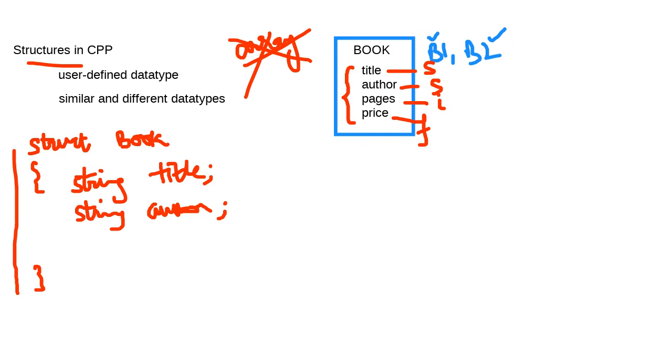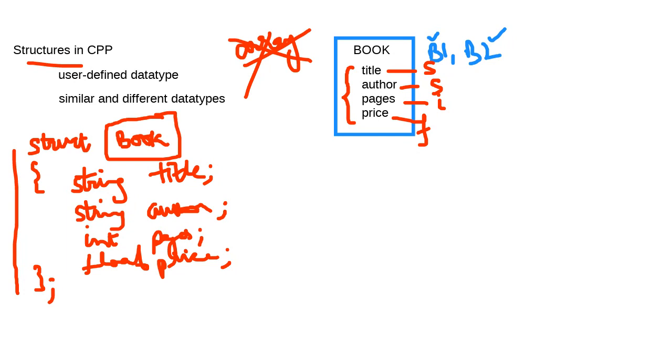Again, next thing would be int number of pages, and the last thing that it is going to have is float price, right? And I close it with a semicolon, right? Whatever possible information that all the books are going to have, we will bundle that information together inside the data type which is called book, right? अब बताओ मुझे, have I, this is just a data type, right?